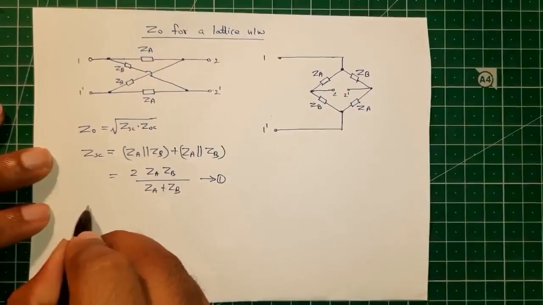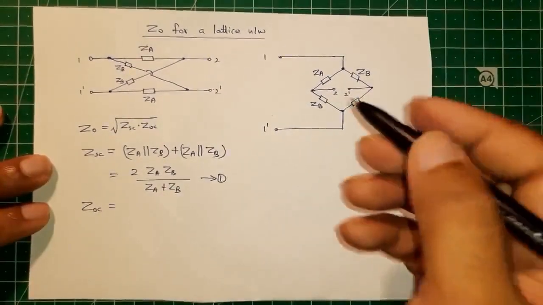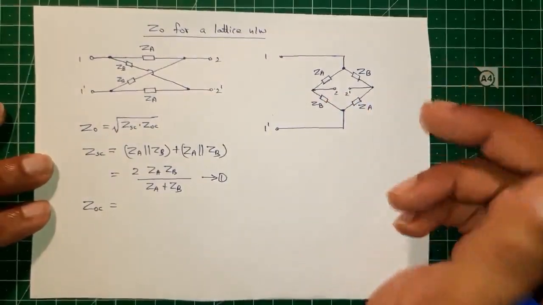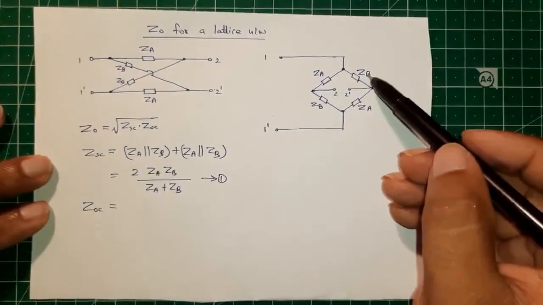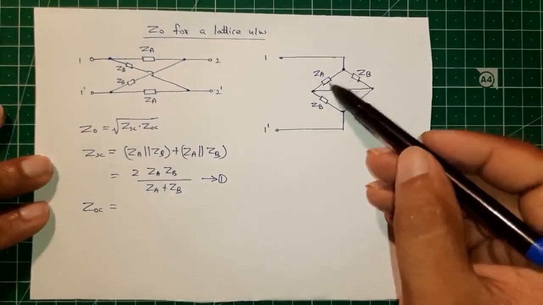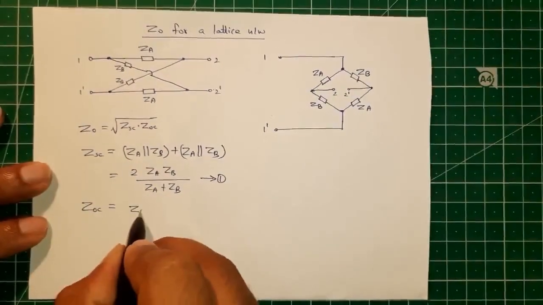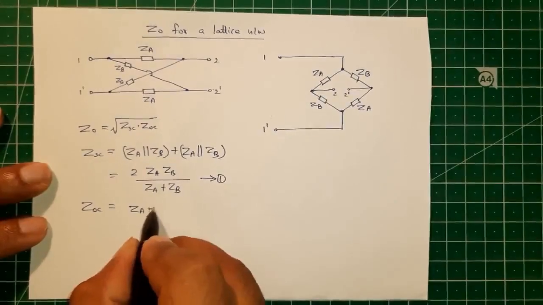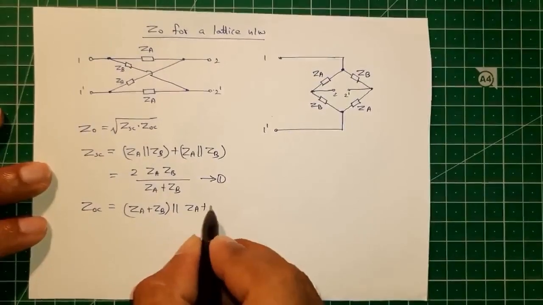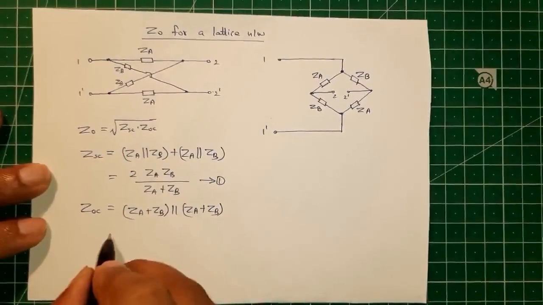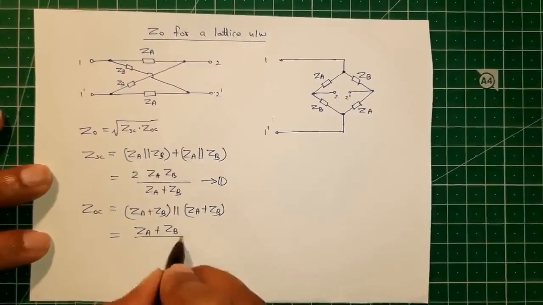And what is the open circuit impedance? ZOC. So now this is open. So we have ZA series with ZB, and here also we have ZB series with ZA. And these two arms will be in parallel combination. So we have ZA plus ZB parallel with ZA plus ZB. So what is this? ZA plus ZB by 2.